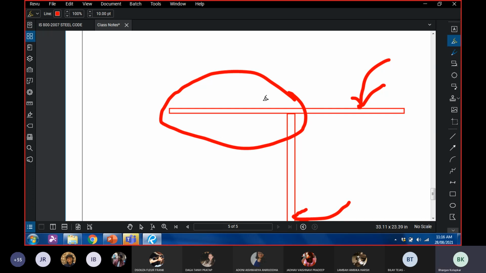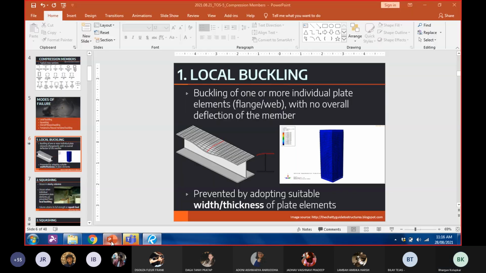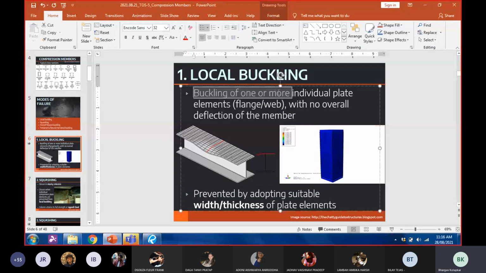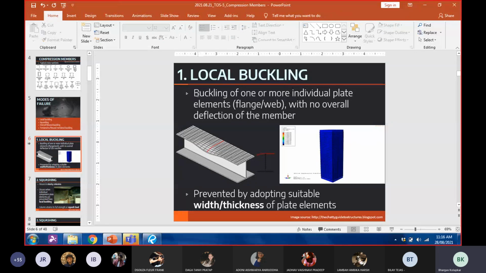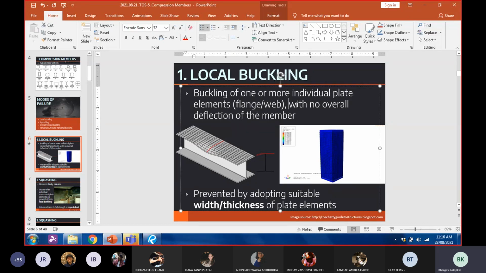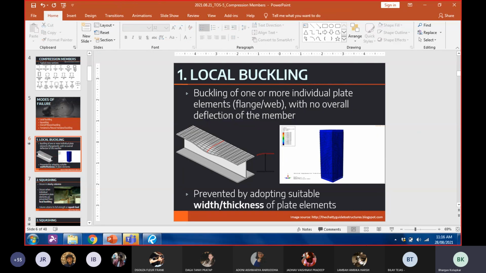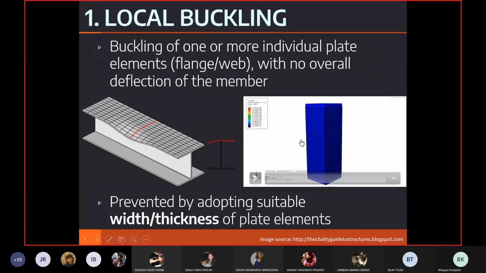And this phenomenon is called local buckling, wherein there is no considerable deflection or buckling in the section as a whole, but a part of the section buckles. So the failure occurs by the buckling of one or more individual plate elements, that is flange or web, with no overall deflection of the member. This is called local buckling.